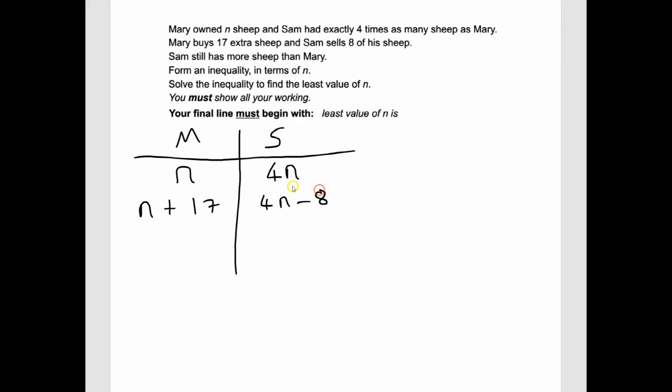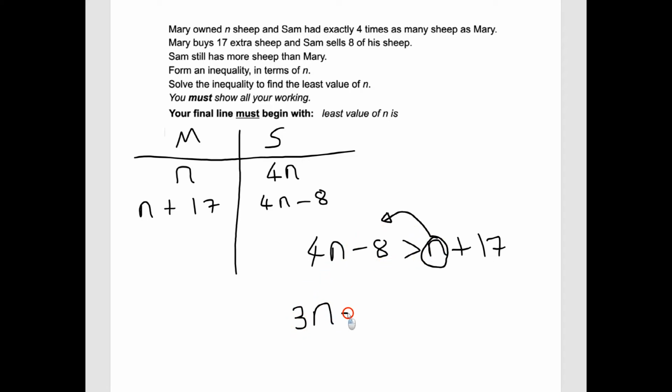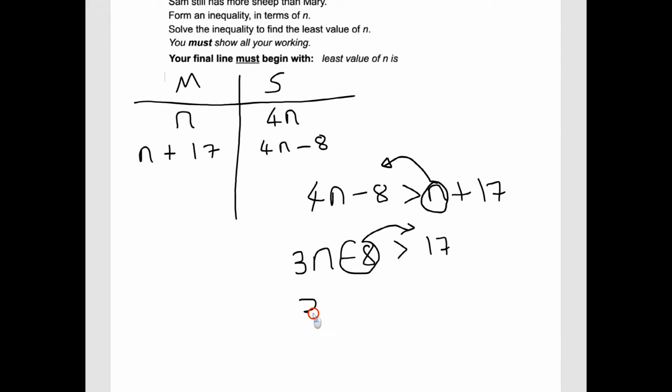Now we're told that Sam has more sheep than Mary. So 4n minus 8, Sam's amount of sheep, is greater than n plus 17, which is Mary's amount of sheep. I'm going to subtract this n from both sides. I'm going to take it over to the left, because there's more n's on the left-hand side. So I'm taking the n over to become minus. 4n take away 1n is 3n. 3n take away 8 is greater than 17. Take the minus 8 over to the right, becomes a plus 8. So we have 3n is greater than 17 add 8, which is 25.